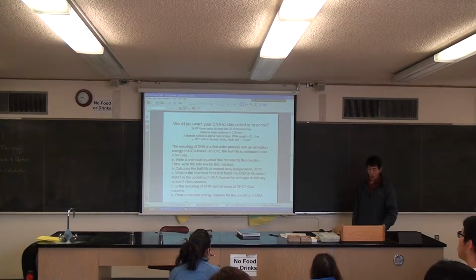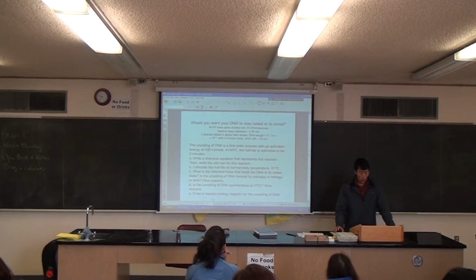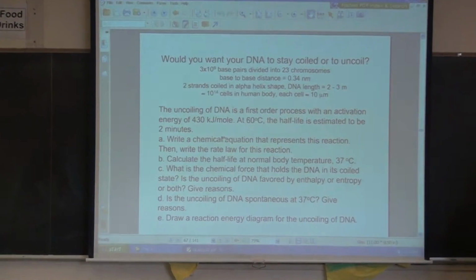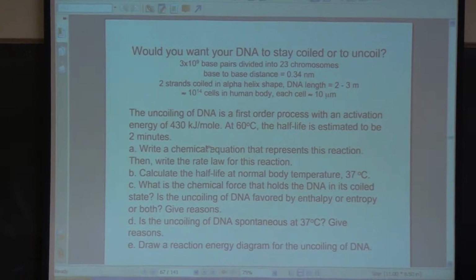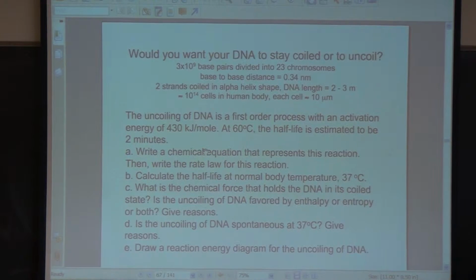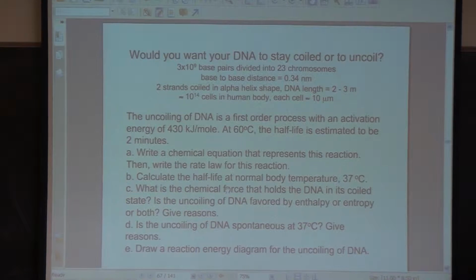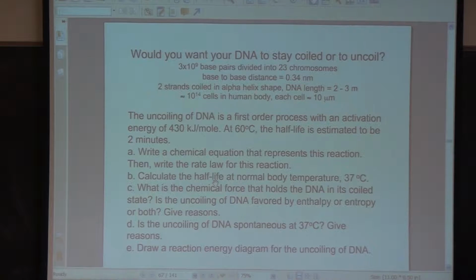Okay, so let's continue on to what we were talking about on Tuesday in class. We figured out the uncoiling of DNA: is it faster or slower at body temperature compared to 60 degrees? And we figured out the half-life at 37 degrees, what was it again? It was like some number of days, like 180 days or 200 days or 140 days. So note that in this case, temperature makes a big difference in the half-life of a reaction.